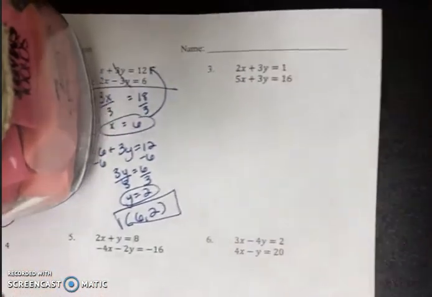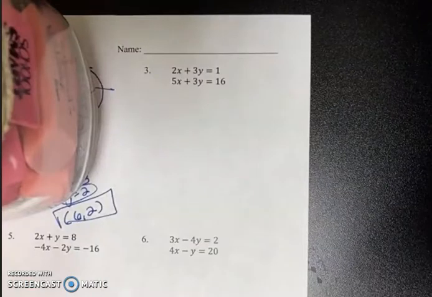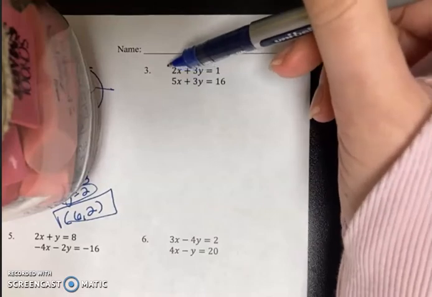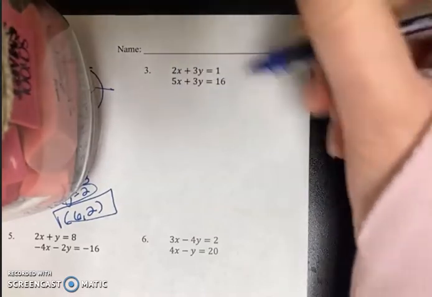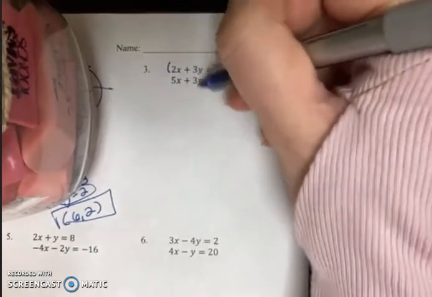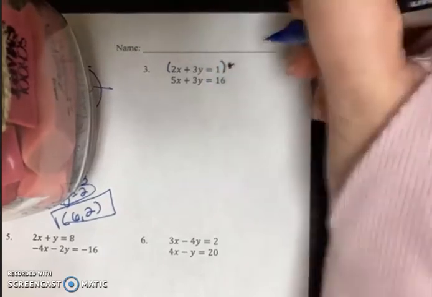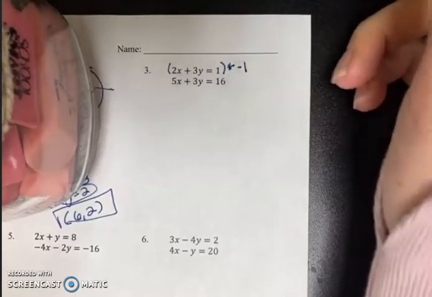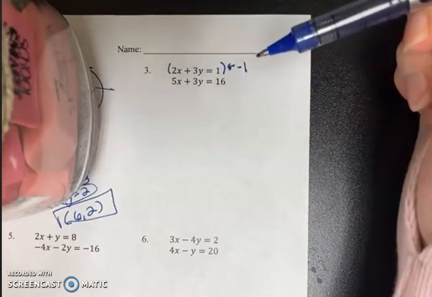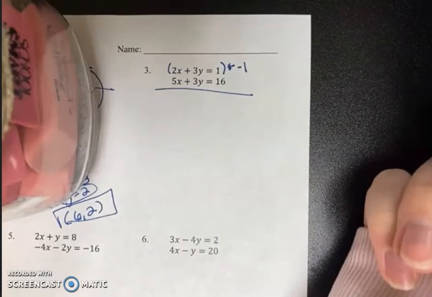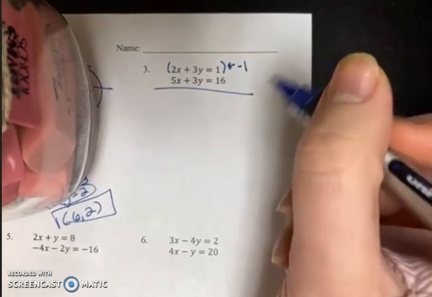Let's take a look at number 3. Number 3 is not set up for something to cancel right away. We could try and cancel the x's, but in order to make them the same, I'd have to multiply both equations by something. However, if I try to cancel the y's, we have a positive 3y and a positive 3y. If I want them to cancel, I'm going to have to multiply one of the equations by a negative 1. Because if I multiply 3y by a negative 1, that would give me a negative 3y, and that can cancel it out. So once we get to something where they don't automatically cancel, we have to multiply one or both of the equations by some number to make them cancel.